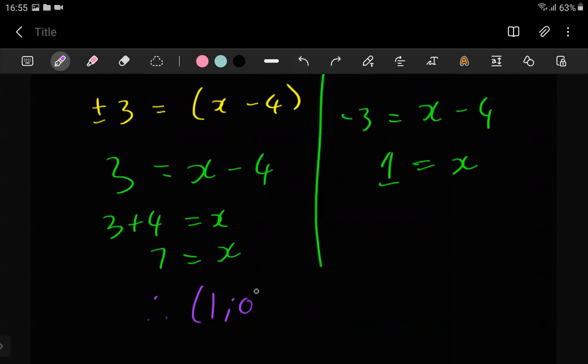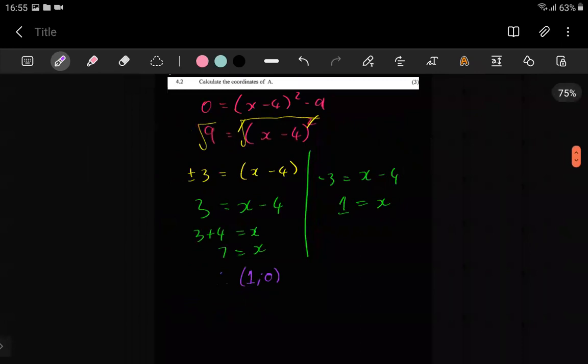There we go. Does that make sense? Because if it cuts your x, you make y equals 0, and if it cuts your y, make x equals 0.